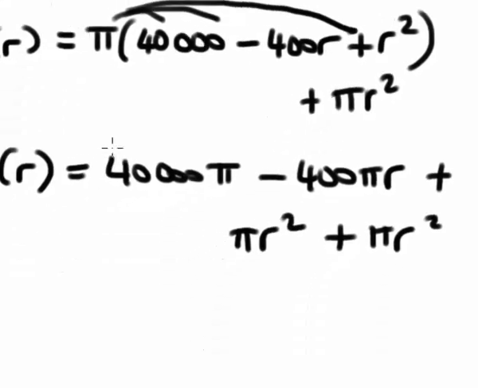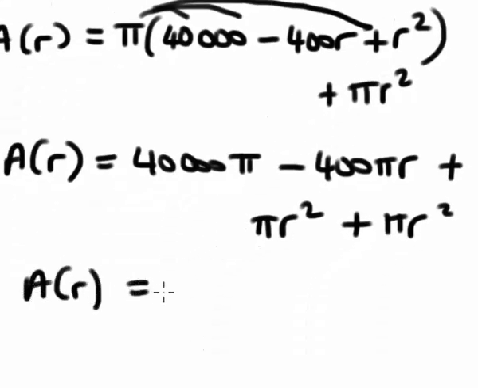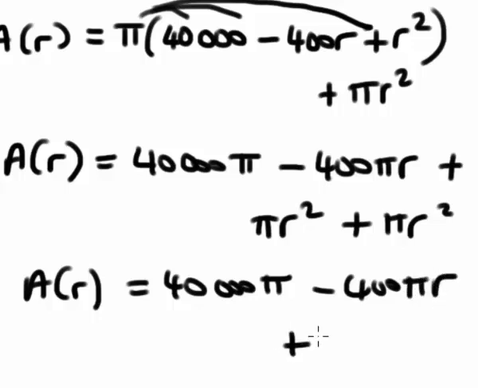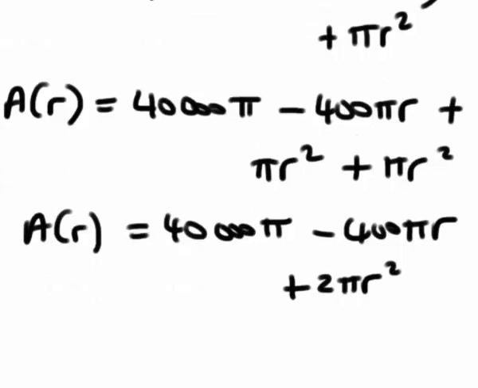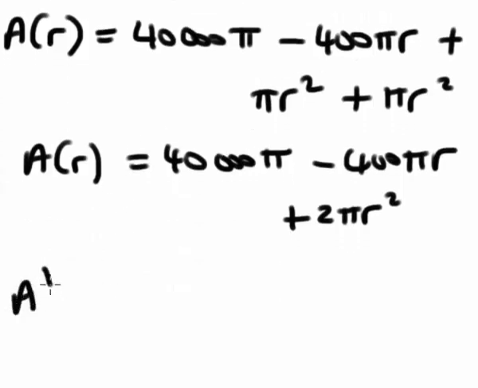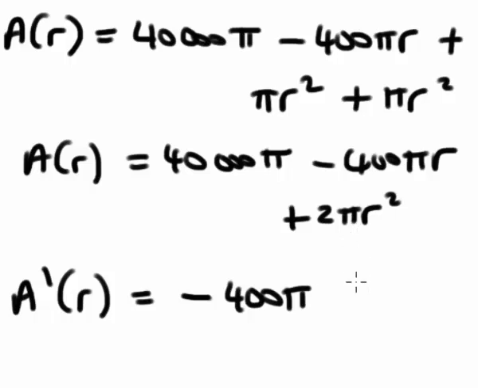Collect the like terms and let's see what we have. A of little r is equal to 40,000 pi minus 400 pi r plus 2 pi r squared. These two are like terms. And now let's differentiate those. Let's get the derivative, A prime of little r. So that's a constant, so it vanishes. That's naught. This one, treat the little r as an x, so it's just the remaining minus 400 pi. And then this one is easy: the 2 goes down, multiplies with a 2, 4 pi r to the 1.